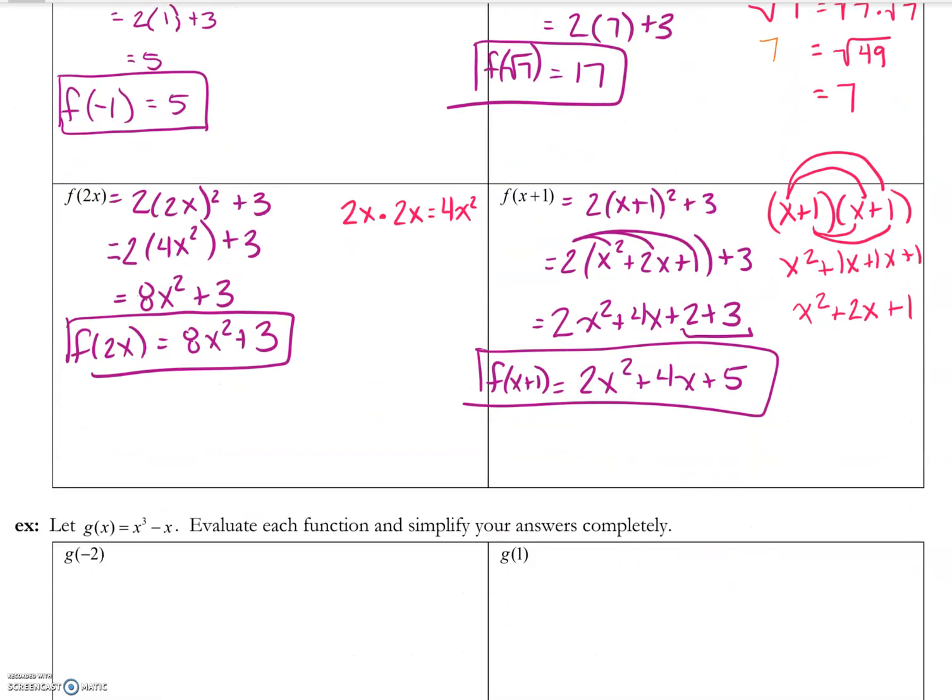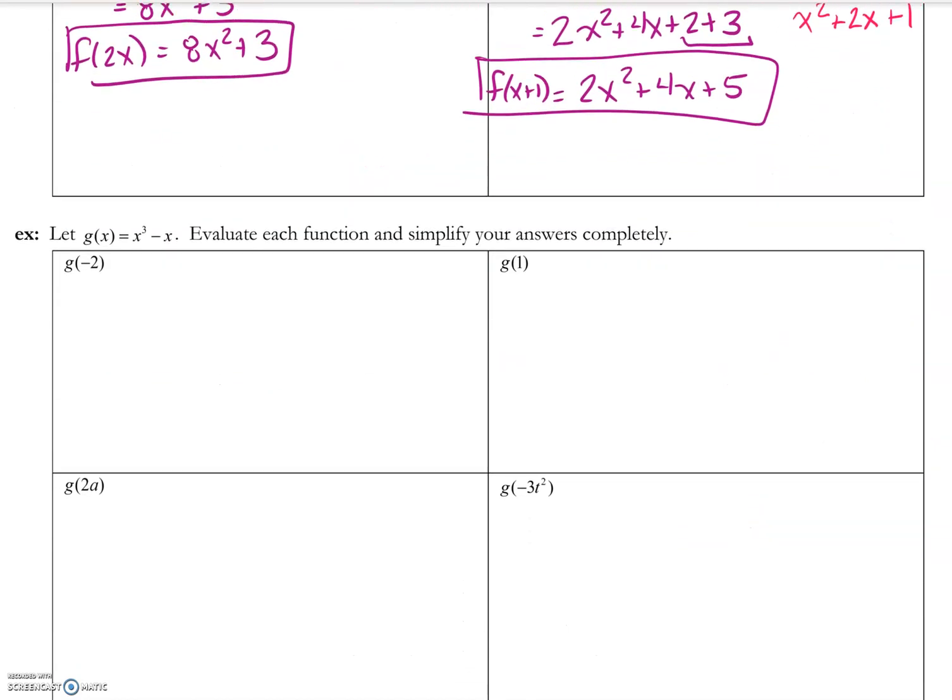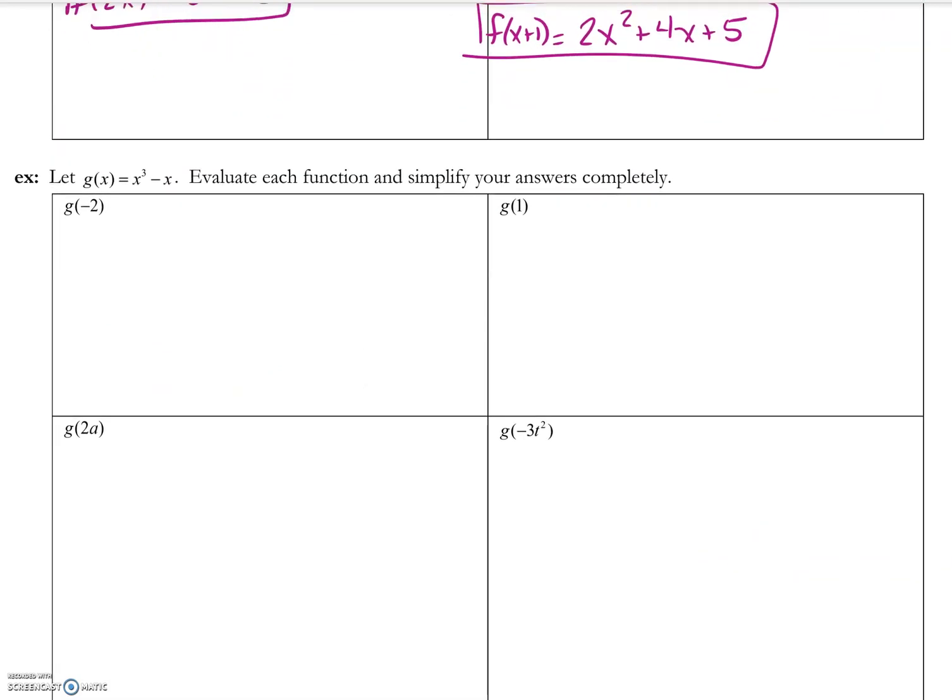Okay. For our next example, we have a new function g of x equals x cubed minus x. And again, we want to evaluate the function and simplify our answers. I notice that this function is different because it's a cubic function. The highest degree we see there is a 3. So similar types of problems. The first one, I want to plug in the number -2.